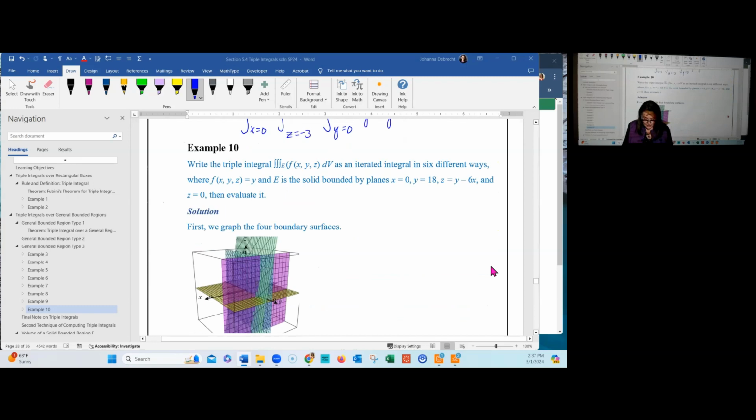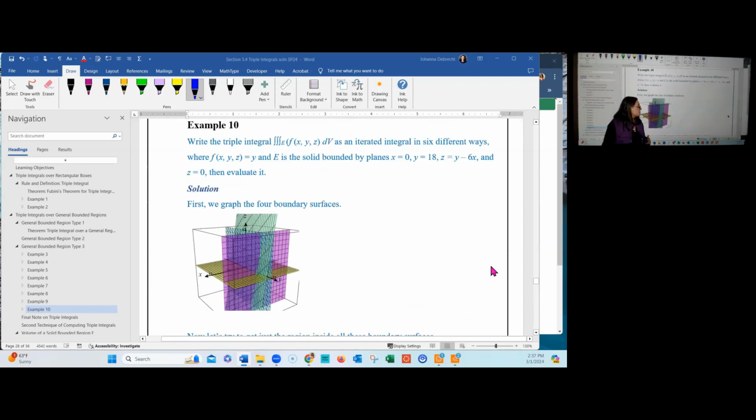In example 10, we again are going to use the function f of x, y, and z equal to y, but this time our solid is going to be the solid shape trapped by the planes x equals 0, which would be the YZ plane, and y equals 18, which is parallel to the XZ plane. And then the slanted plane, z equals y minus 6x, and the plane z equals 0. When z equals 0, of course, we have the XY plane.